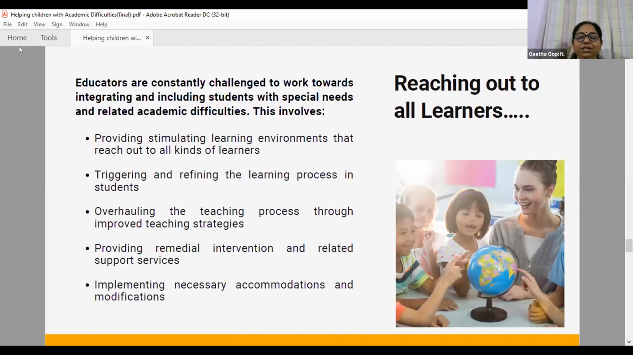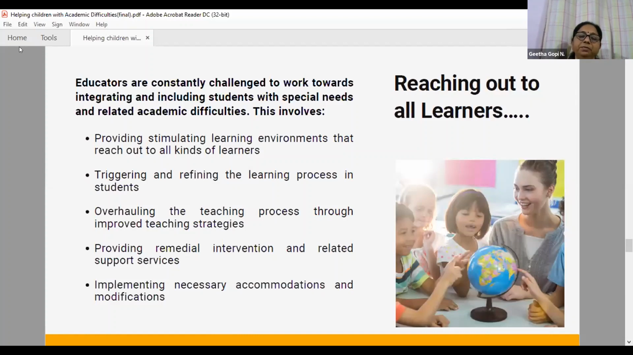Providing remedial intervention and related support services. So if there are children who are falling behind and they have gaps in their learning, or if they have a special needs issue or established disability, and they need remedial intervention to fill in those gaps in learning or to provide extra supportive services which will plug in those learning gaps to help them reach grade level, then definitely make provisions for remedial intervention and also related support services.